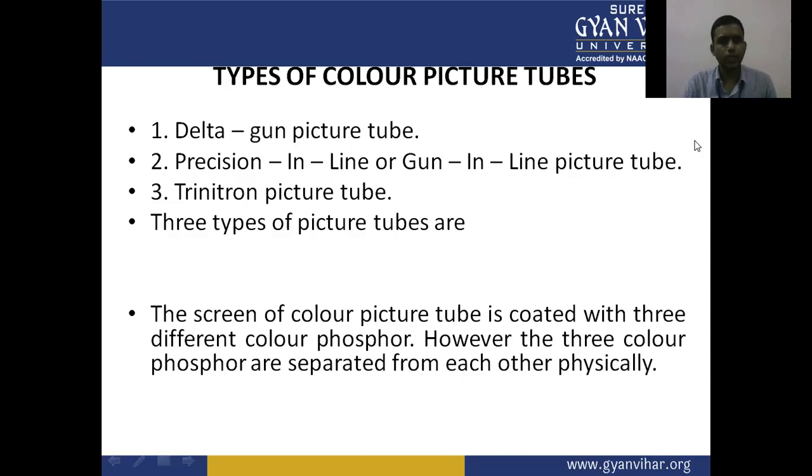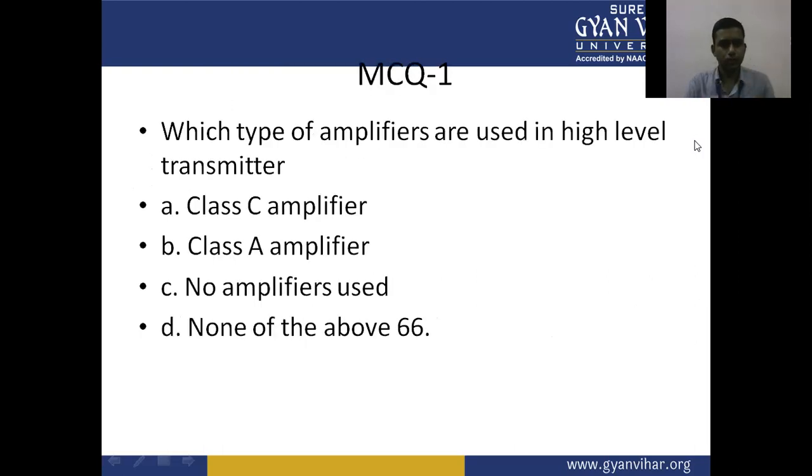Now we have some multiple choice questions based on this discussion. First multiple choice question: which type of amplifiers are used in the high level transmitter? A, class C amplifier; B, class A amplifier; C, no amplifiers used; D, none of the above.